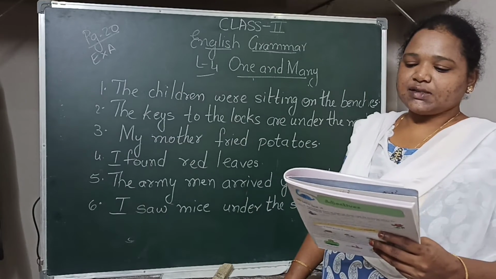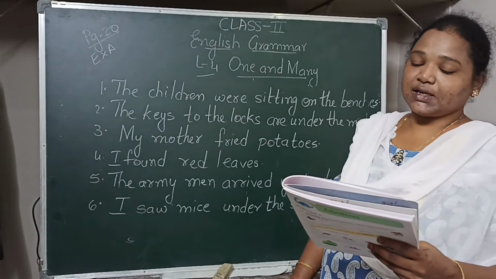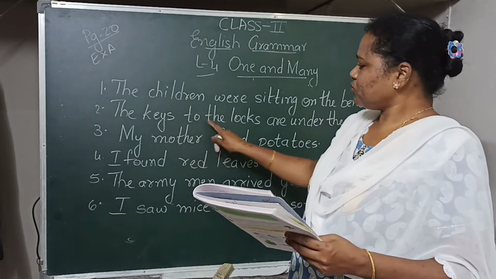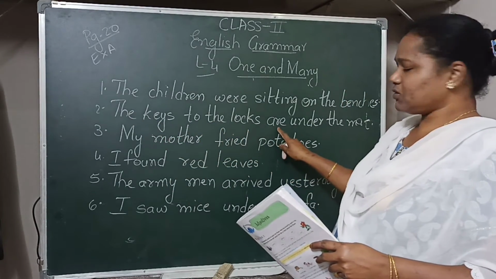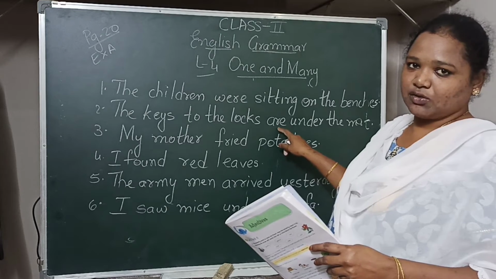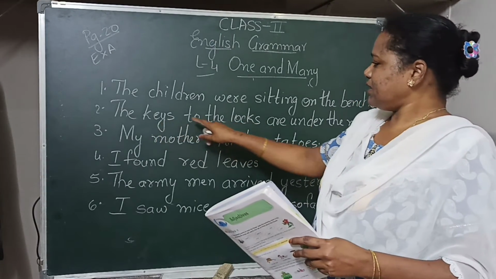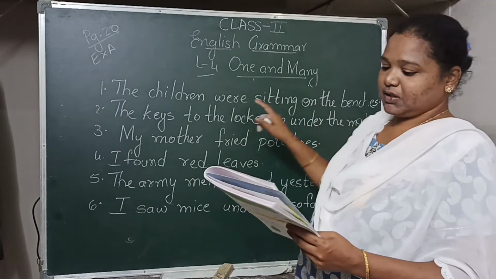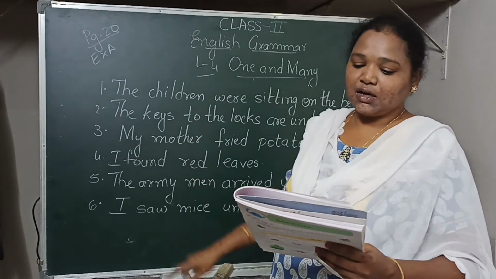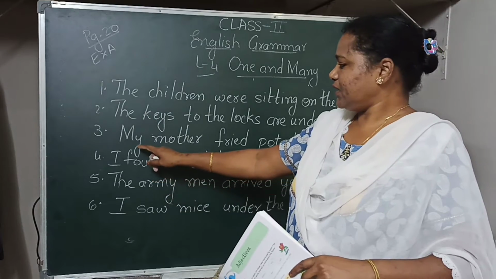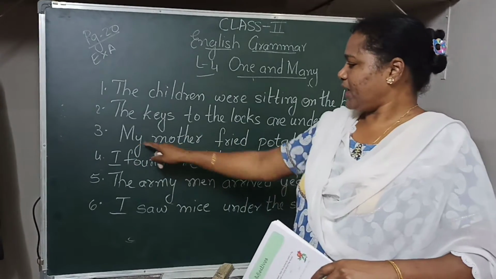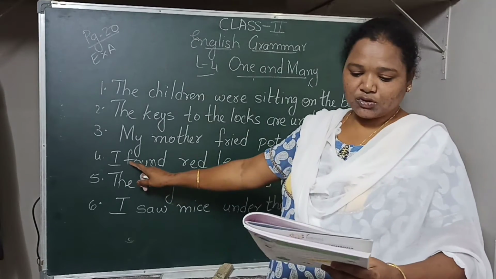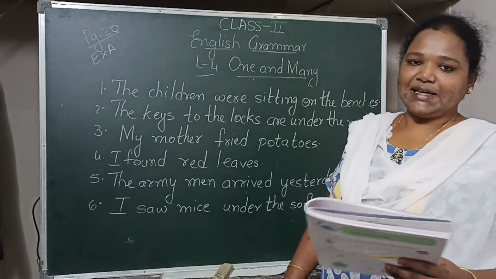Then the second one. The key to the lock is under the mat. So the underlined words are key and lock. So the keys to the locks are, because it's a plural sentence. So the keys to the locks are under the mat. Third one, my mother fried a potato. They have underlined the word potato. My mother fried potatoes.